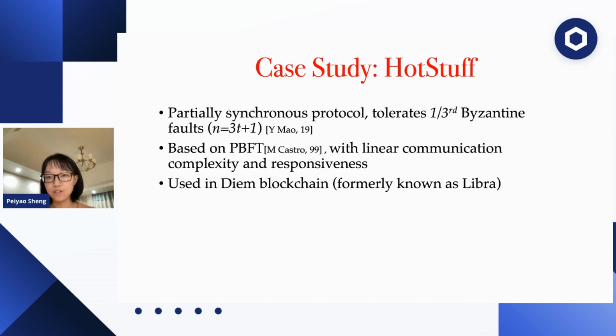So to figure out these questions, let's start with a case study. We will start with the HotStuff protocol. HotStuff is a modern BFT protocol that works on a partially synchronous network setting and tolerates 1/3 Byzantine faults. HotStuff is based on PBFT, which is a more canonical protocol under the same setting. And based on PBFT, HotStuff achieves linear communication complexity and optimal responsiveness. It also has a good impact on the blockchain community. The Diem blockchain proposed by Facebook and known as Libra before is built based on HotStuff.